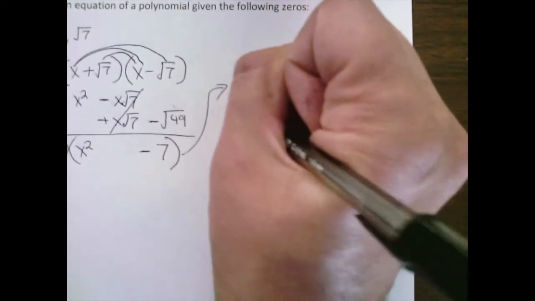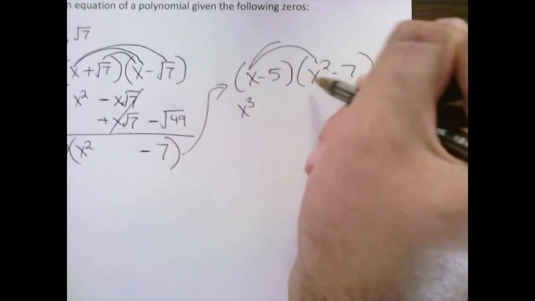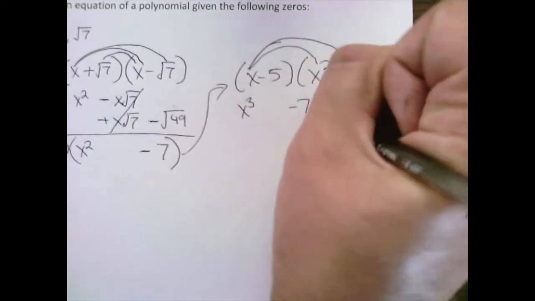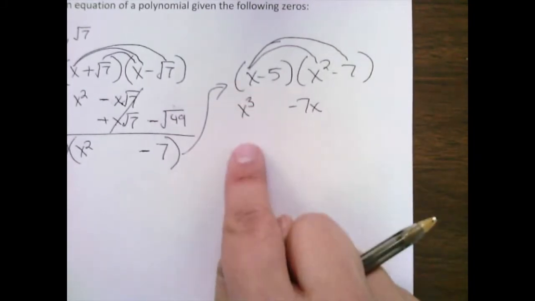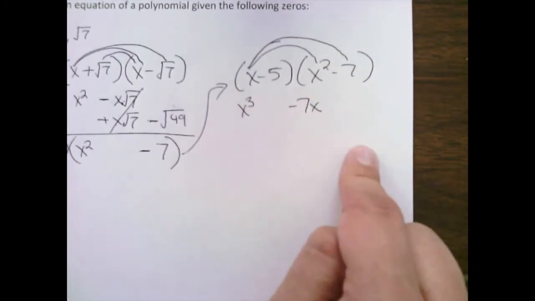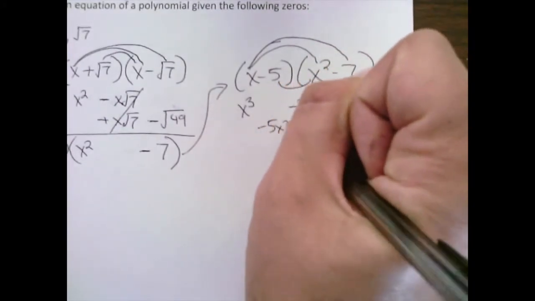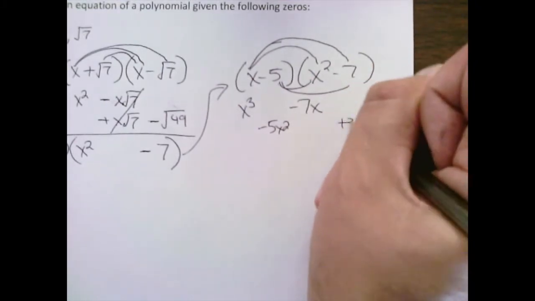X times x squared is x to the third. X times negative 7 is a negative 7x. I'm going to put things in order here, so it's very easy to put in standard form. So I put my x to the thirds, x squareds, x's, and then constants. Negative 5 times x squared is negative 5x squared. Negative 5 times negative 7 is a positive 35.